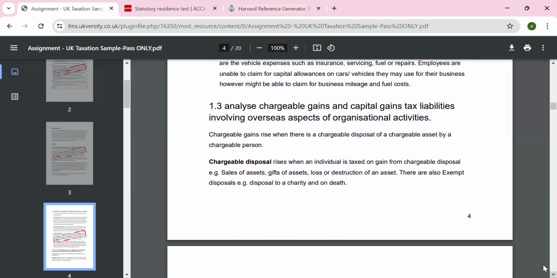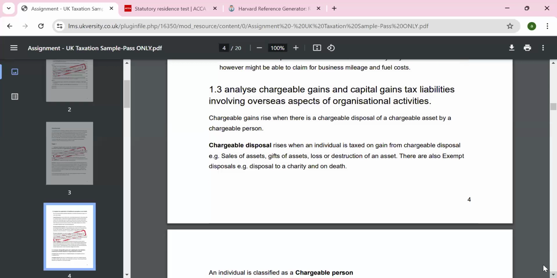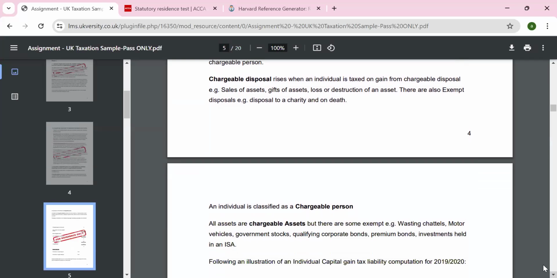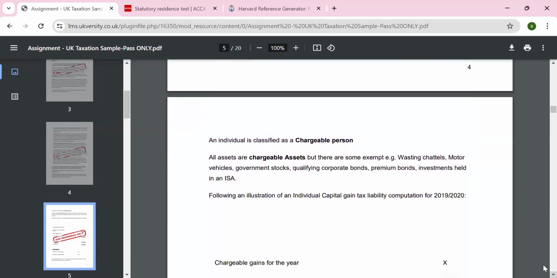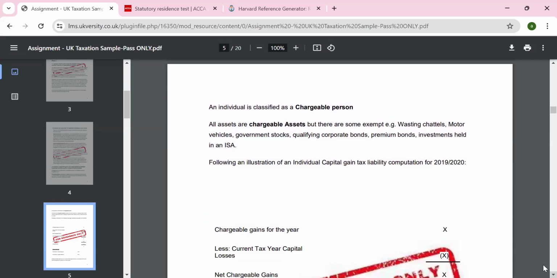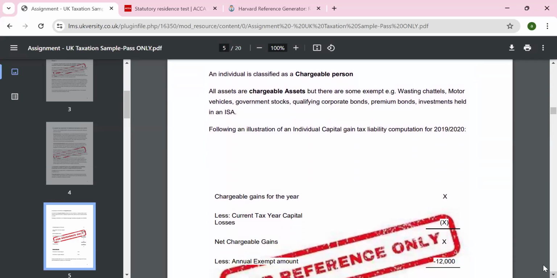Okay, so then we have 1.3, of course chargeable disposal. If we dispose of properties, but if it's charities and others, we can look around. Chargeable disposals are the property or the portion of the property, and an individual is classified as a chargeable person or chargeable assets.